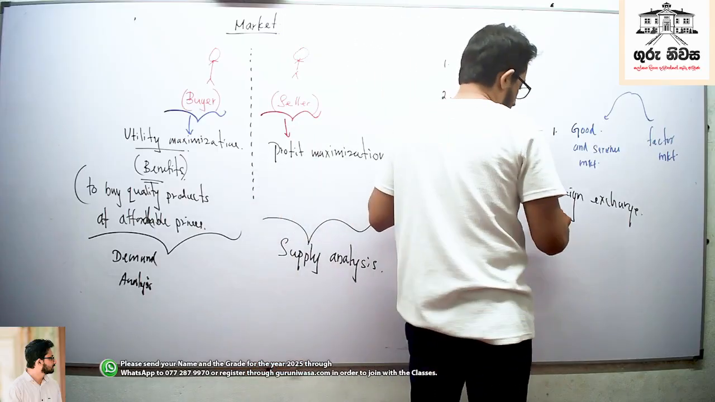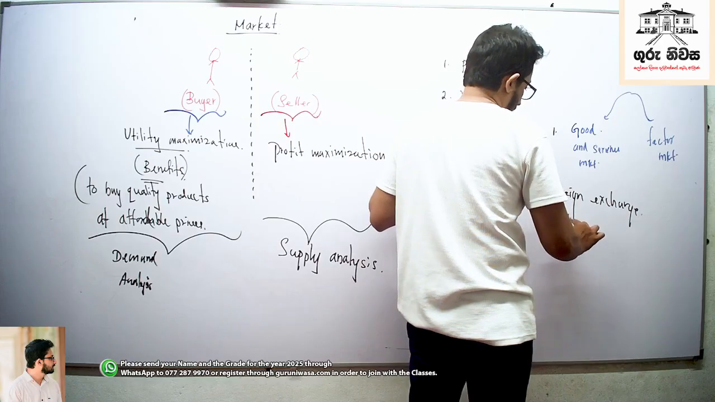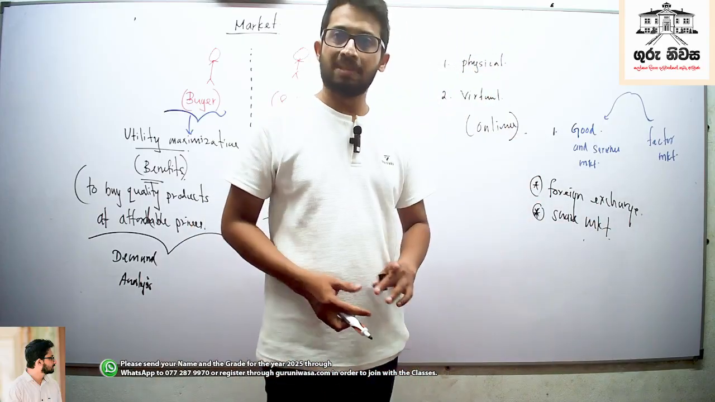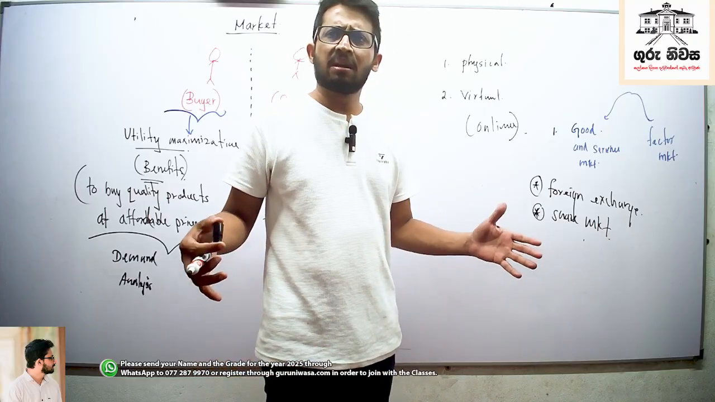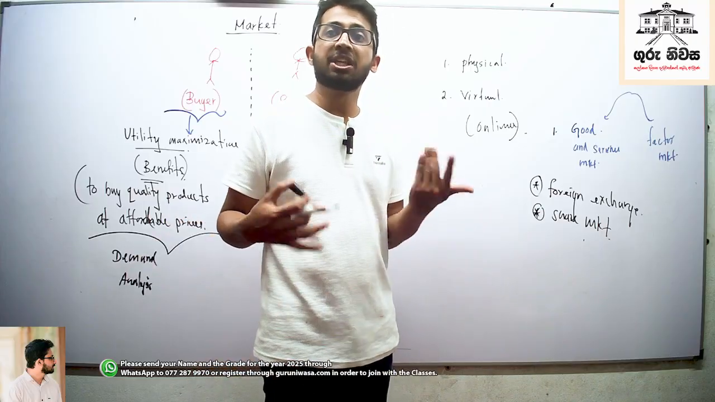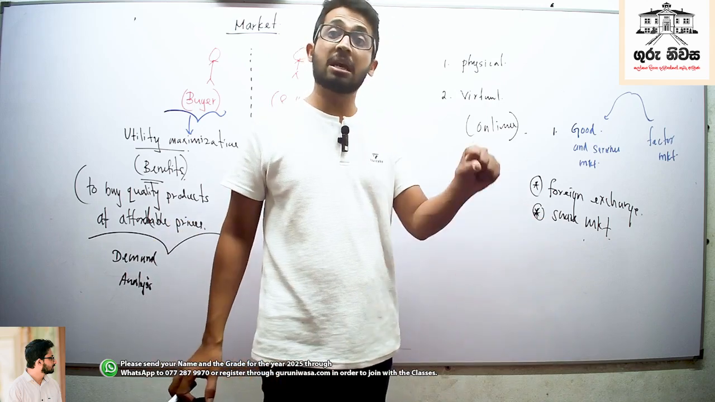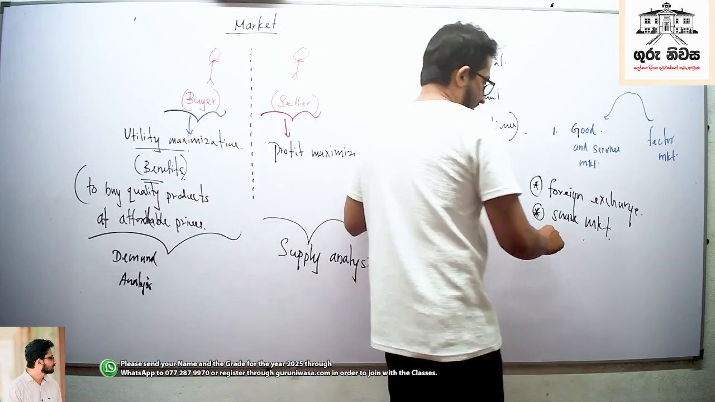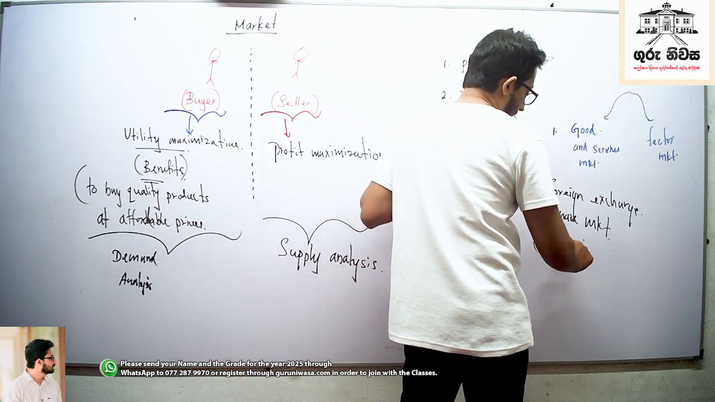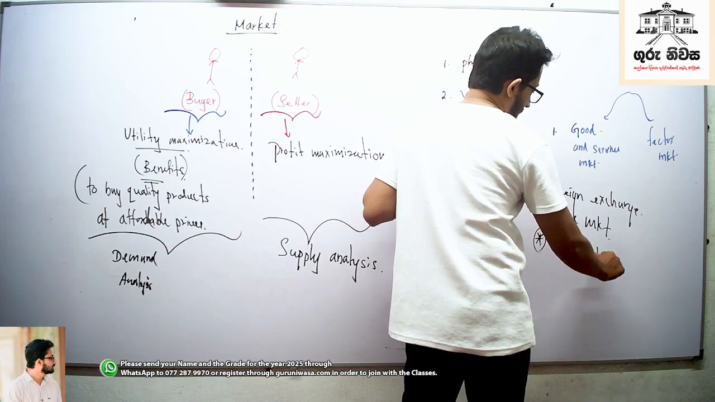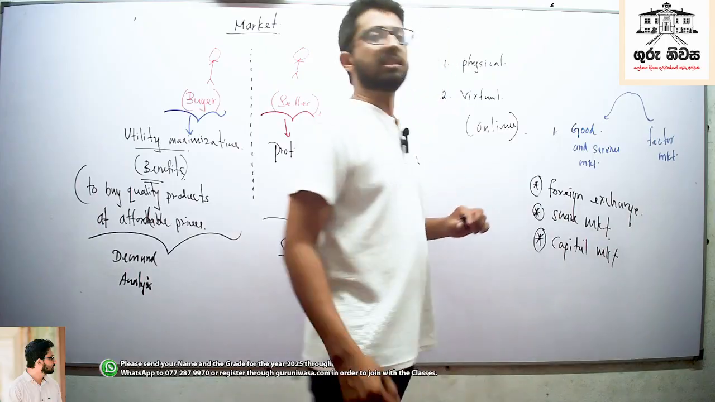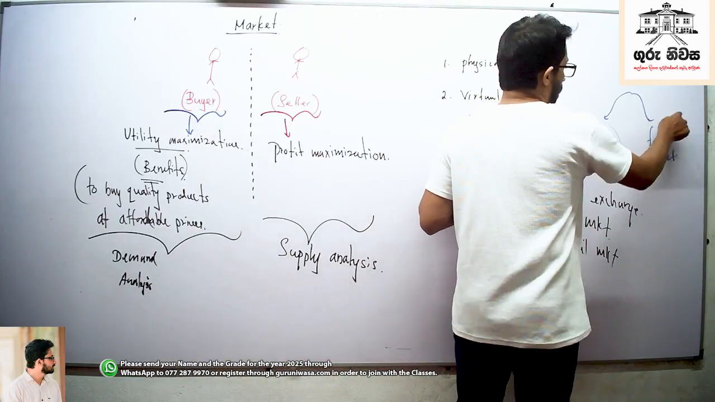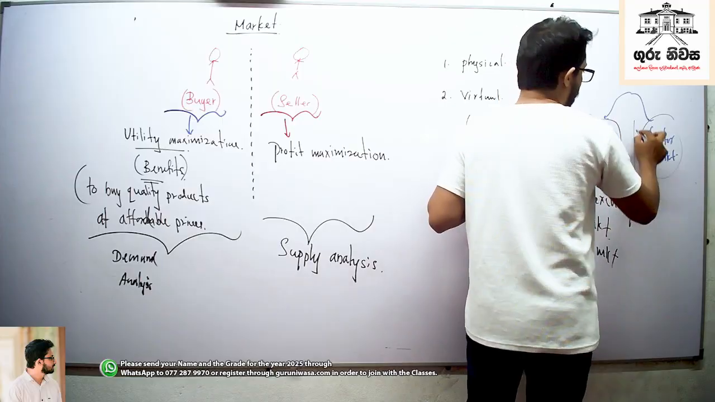Then we can say the share market. The share market can be virtual or physical. It's the place where buyers and sellers meet together to exchange shares of companies. Then there is another market called the capital market. These are the different types of market, not structures. These are the two types of market: goods and service market, and the other one is factor market.